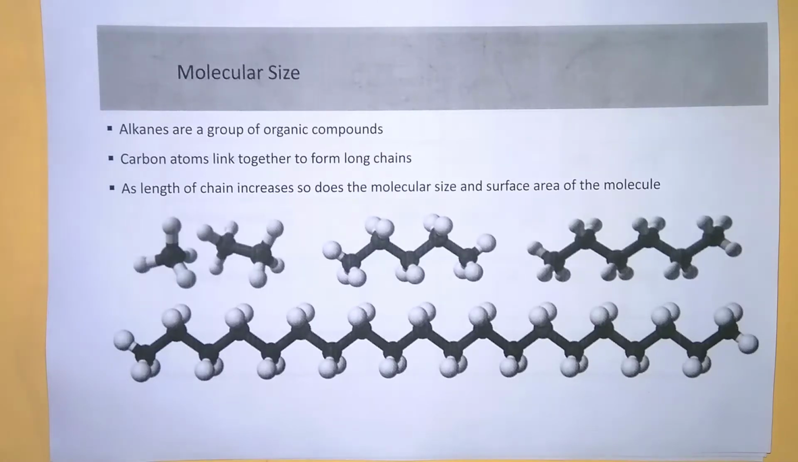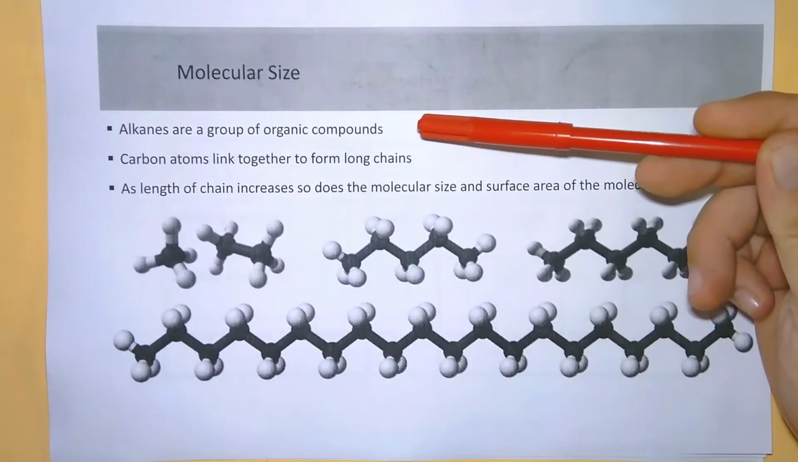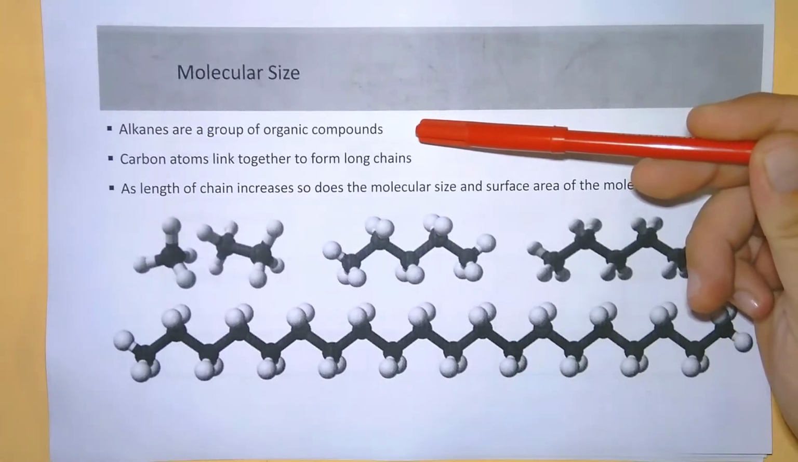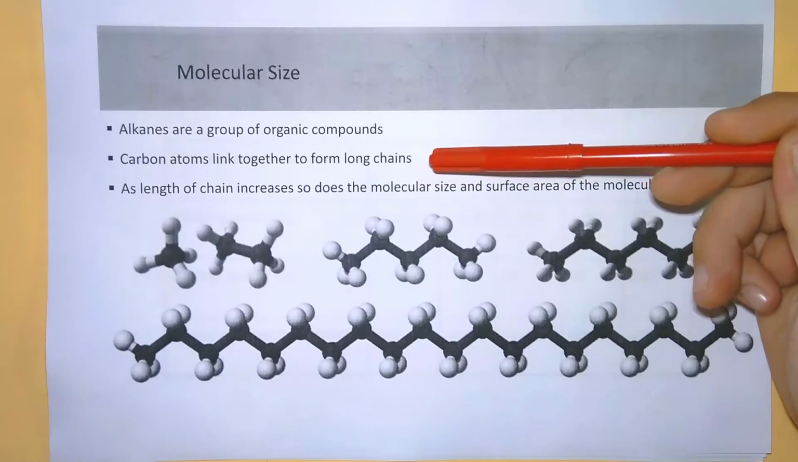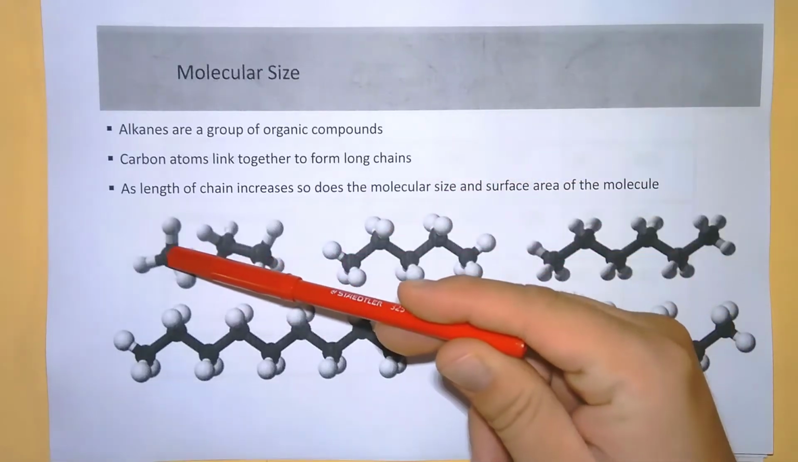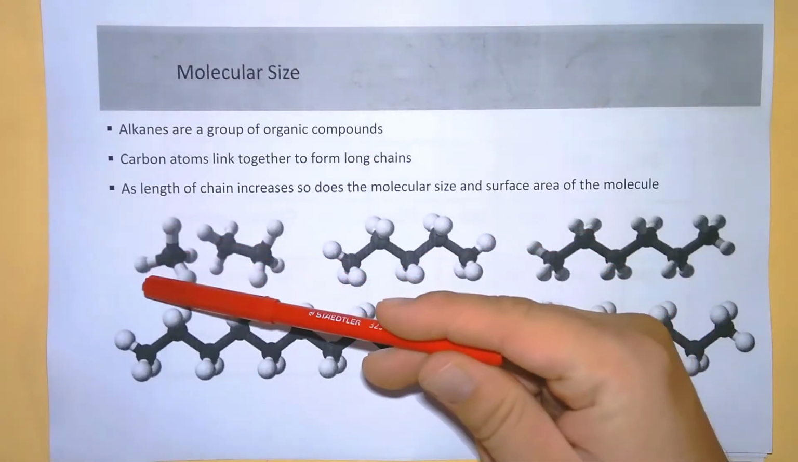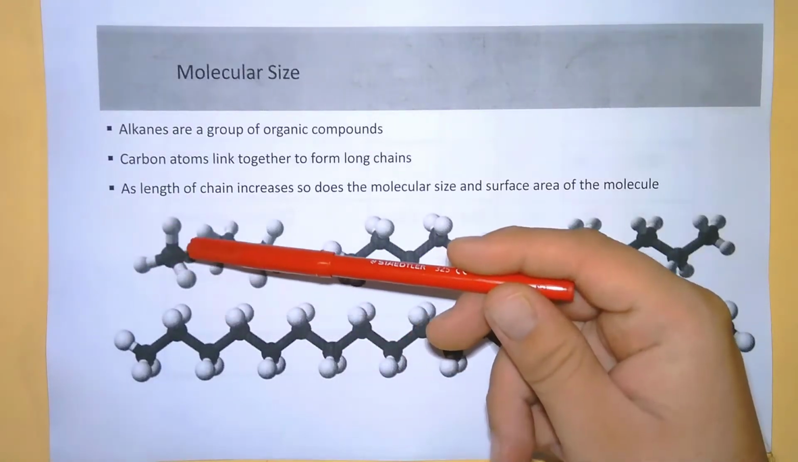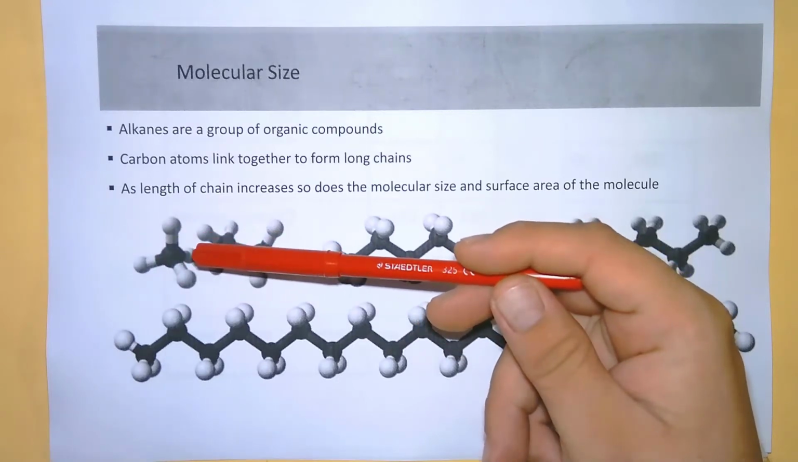Now here they tell us then that alkanes are a group of organic compounds. What's very important about these organic compounds is that it's carbon atoms linked together to form long chains. So for instance here, the little black circle represents the carbon atom, the little white circles represent hydrogen atoms, and then that little molecule there is methane that we've been working with quite a lot.